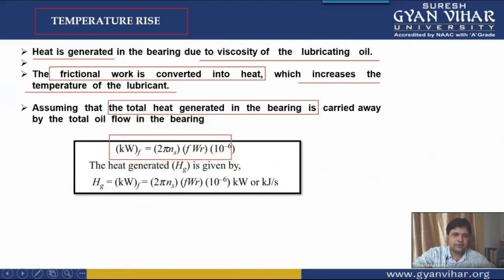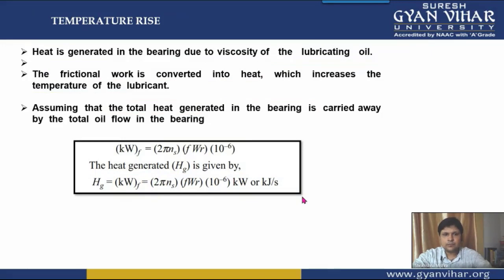Total heat generated will be given by the total power loss, and the power loss due to friction, we have seen the formula: 2 pi Ns into FWR upon 10 to the power 6. Total power loss means power loss due to the friction, so basically that same formula will be used for heat generated. Here the heat generated will be equal to the frictional power that has been dissipated, and it will be equal to the same formula.